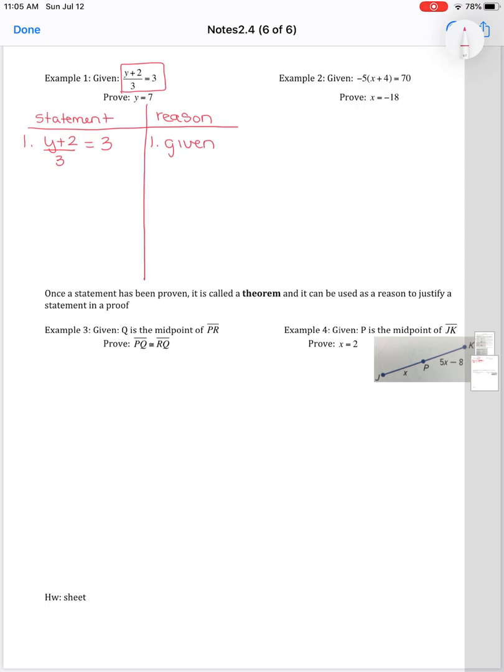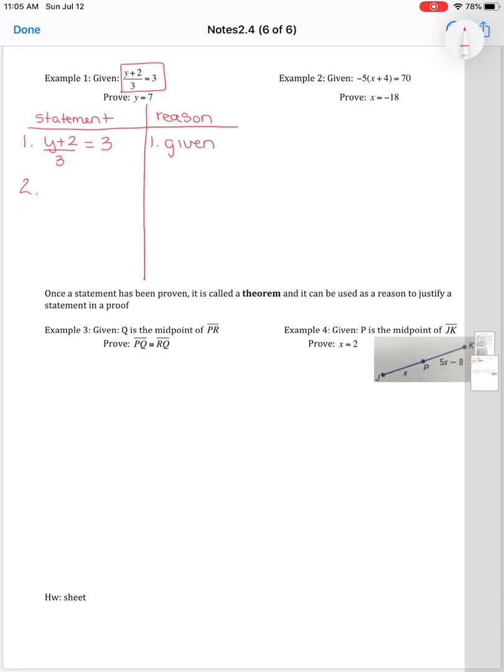The nice part about proofs is this first line is automatic. You should know exactly what to write here now. Moving forward, the first statement is always what it says next to the word given, and the first reason is always the word given. So now what we're going to do is we're basically solving the algebra problem. Instead of showing work how we usually did, we just now have to justify every single step.